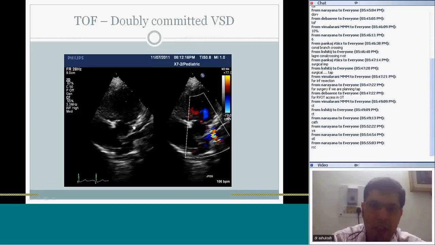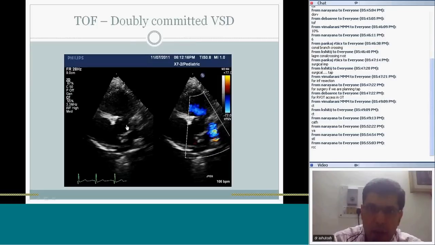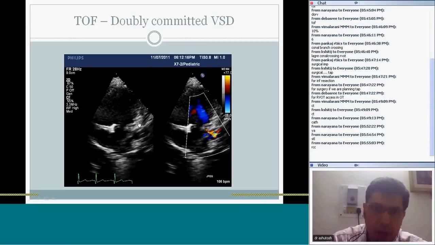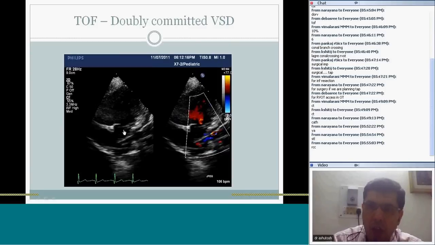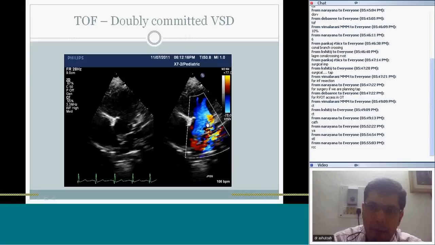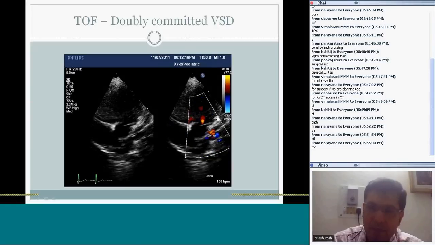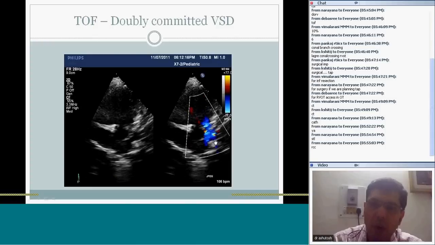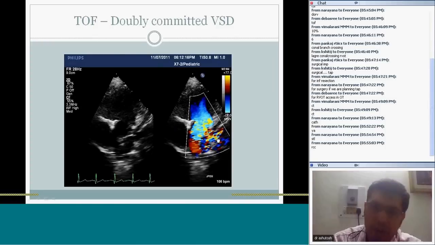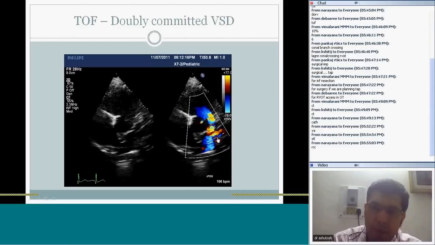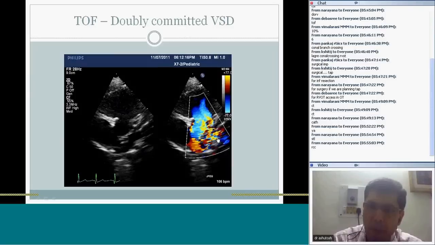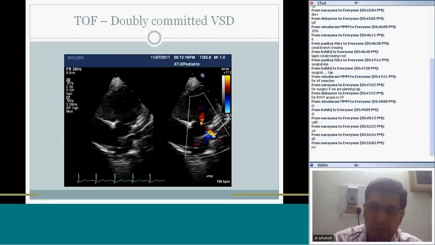This is the VSD and this is the pulmonary annulus, and there is no separation between the pulmonary and the aortic valve. The continuity is maintained. So this is a doubly committed VSD, and the pulmonary annulus is hypoplastic. So that's the main cause of obstruction in this kind of tetralogy. You can also see a red flow here coming into the pulmonary artery. That's a tiny PDA probably.